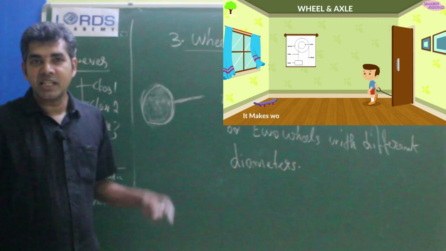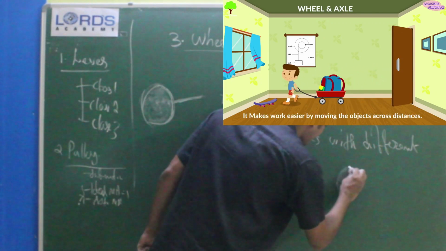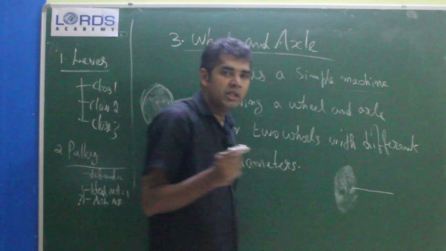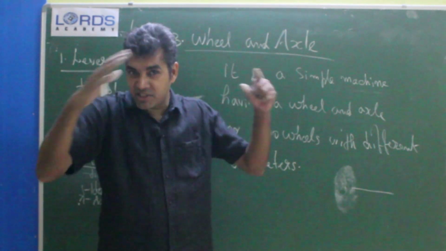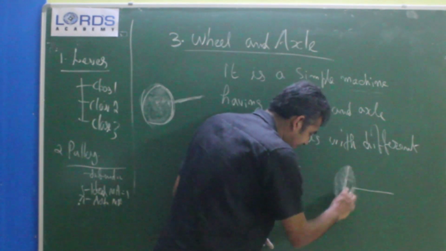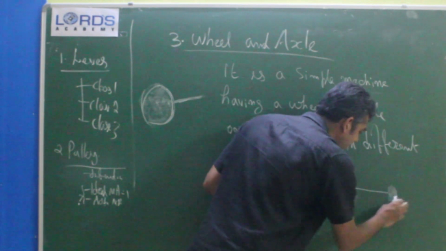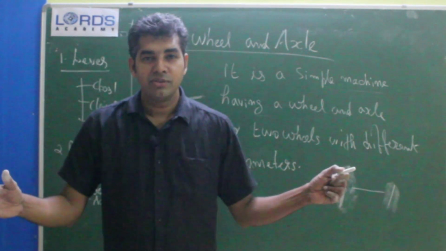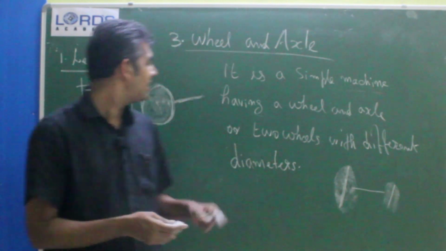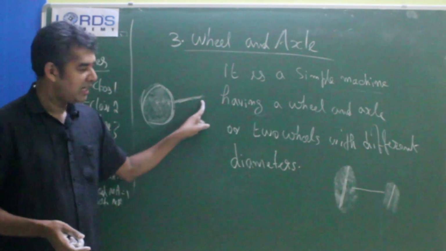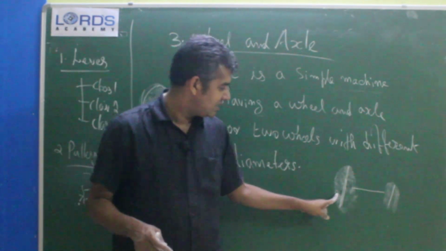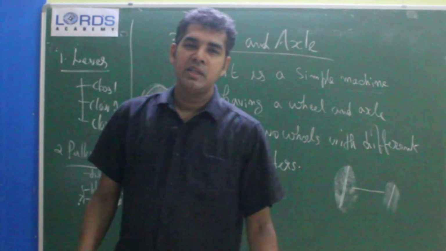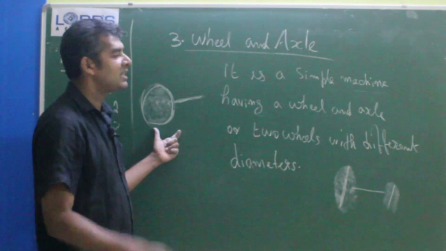Otherwise, it consists of two wheels with different diameters, means its size is different. This is known as diameter. So, the next wheel will be a smaller one. So we can have two structures for wheel and axle, either a wheel and an axle, otherwise a wheel and axle with a small wheel at the other end. These are the two example structures for wheel and axle.